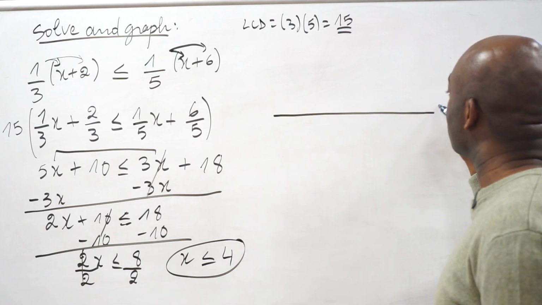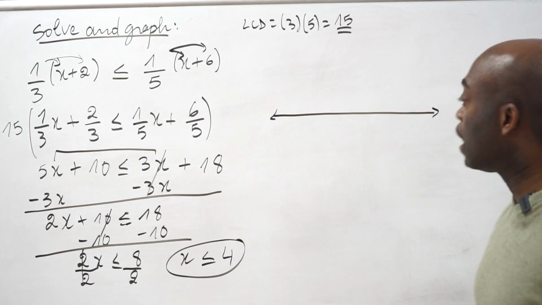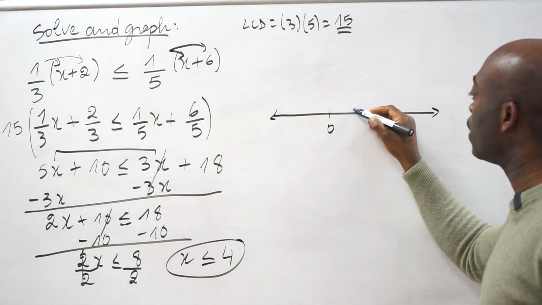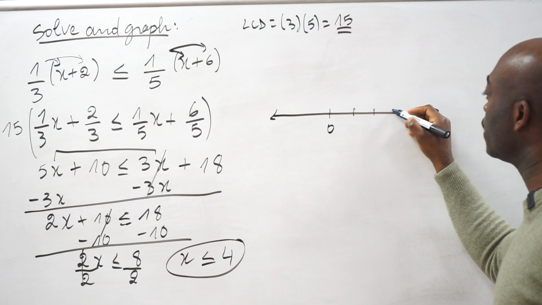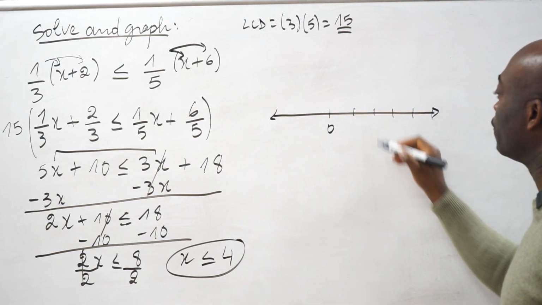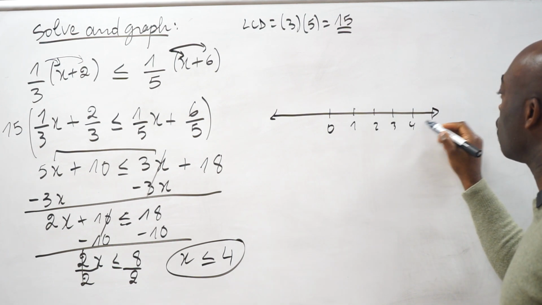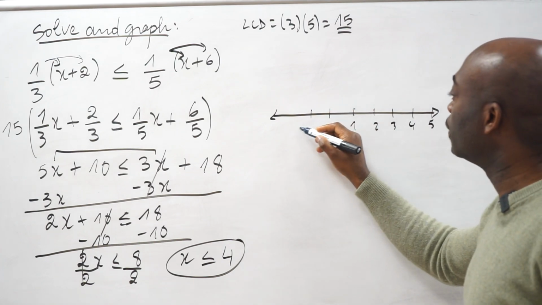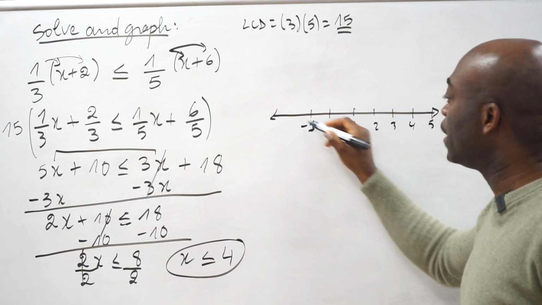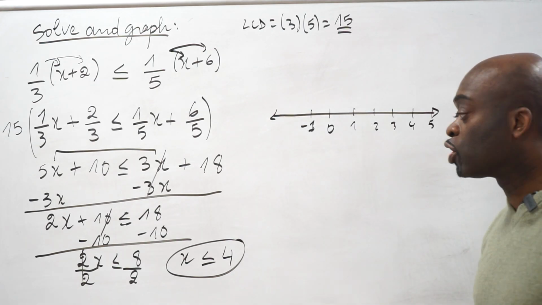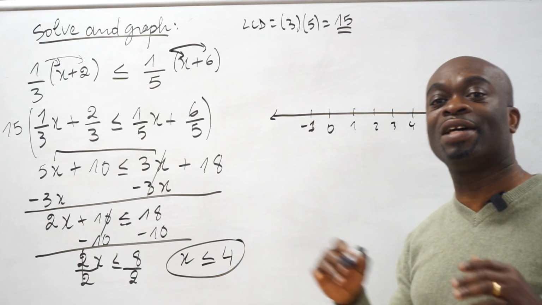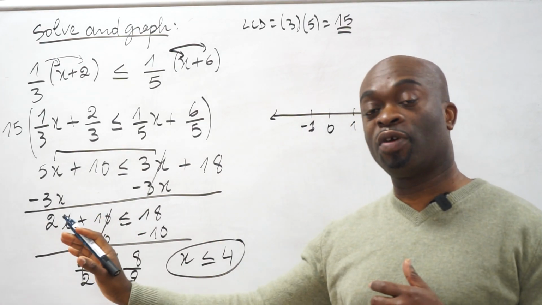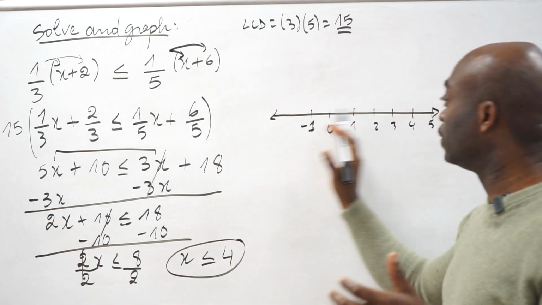To graph it, we have our number line. So we have 0 somewhere here. Then we have 1, 2, 3, 4, 5 over here, so it continues, correct? Then we have negative 1, negative 2 going to the left side, correct? So what are we talking about? We're saying x is less than or equal to 4. So that means all the numbers from 4 down to the left.